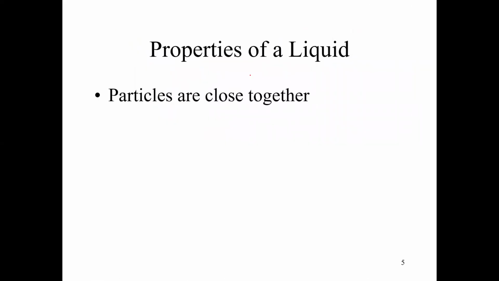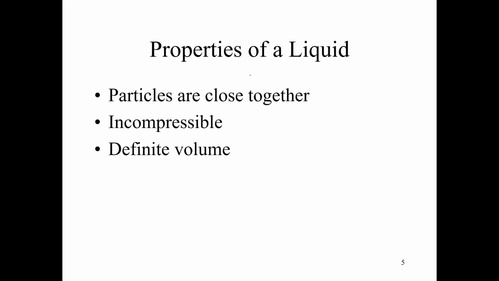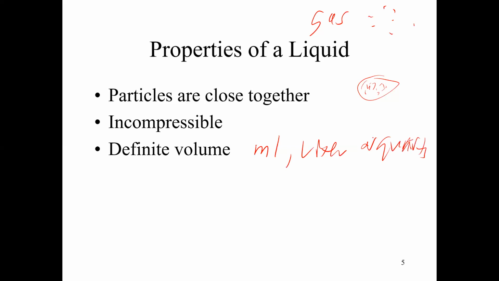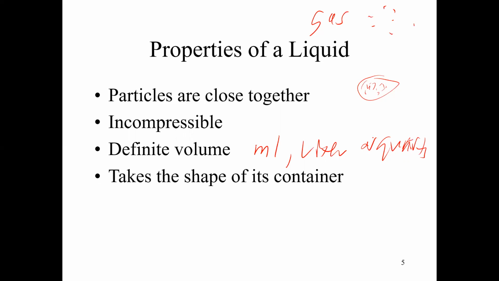The properties of a liquid: the particles are close together, they're incompressible, and they have a definite volume. With a gas, you've got all the particles surrounded by a lot of empty space. In a liquid, they're all together in a globule or in a vessel like a cup. They have a definite volume associated with that, and the standard units are milliliters, liters, quarts, gallons, and other kinds of things related to that, and a liquid takes the shape of its container.